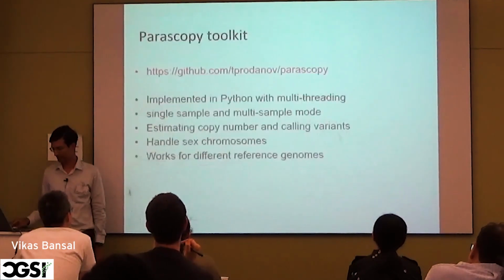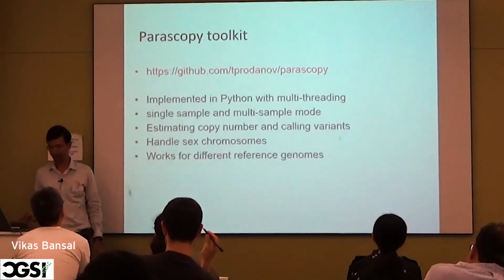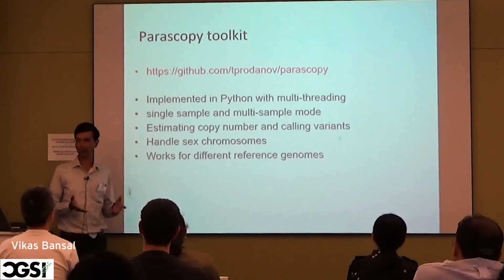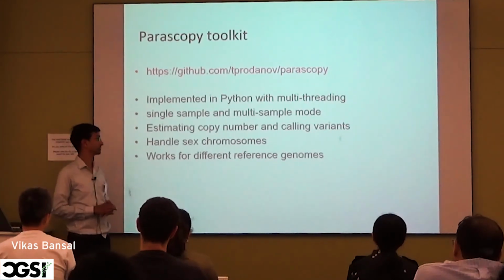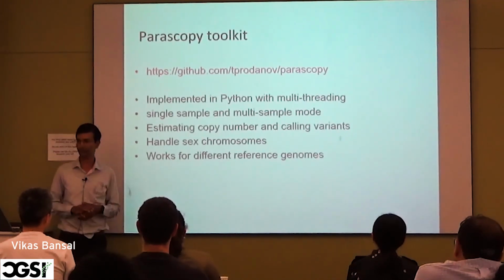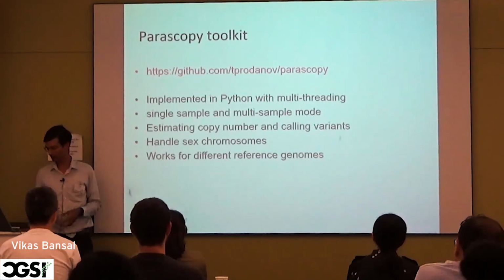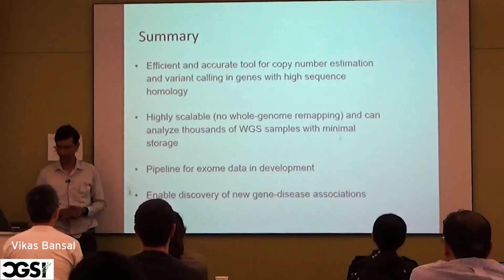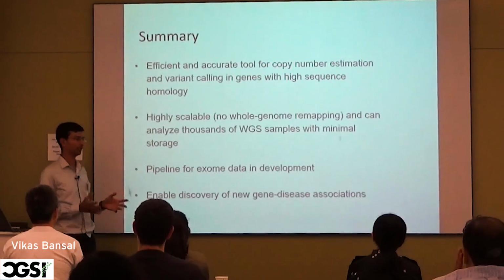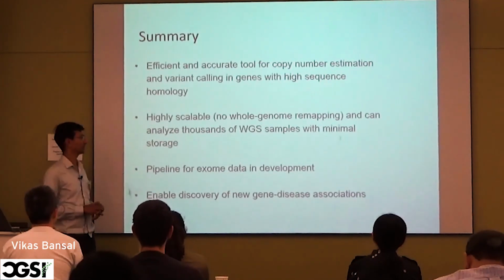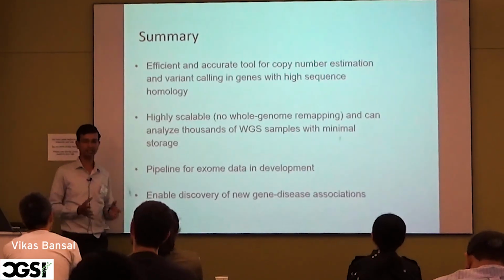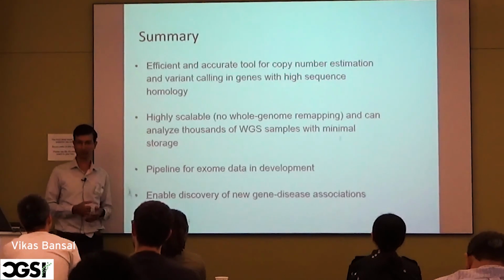Since I'm running out of time, I'll just mention that our goal was to develop a set of tools that allow you to do variant calling, copy number analysis, as well as disease association in these genes, and we made significant progress towards doing this, and are continuing to work on it. One of the key design features of our toolkit is that it's highly scalable. It's a targeted method, so you can analyze thousands of existing whole genome data sets without doing any remapping or requiring large amounts of storage.